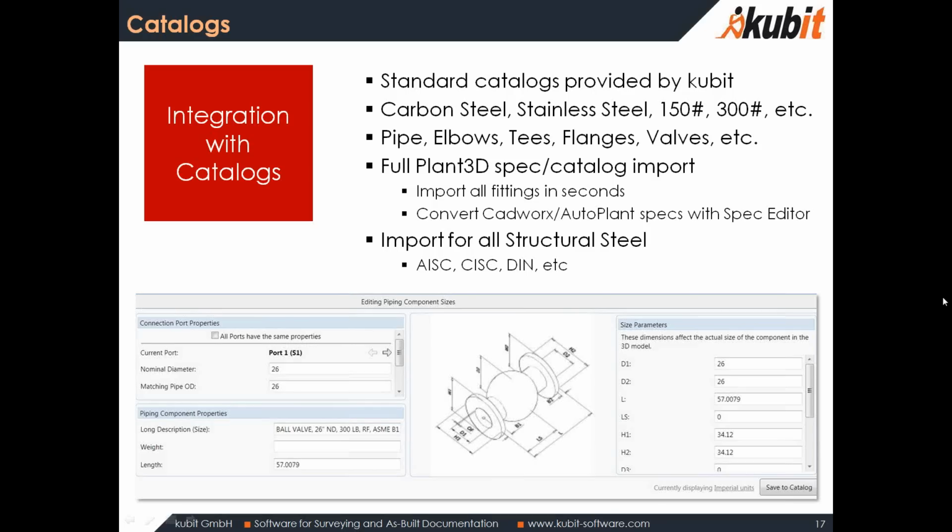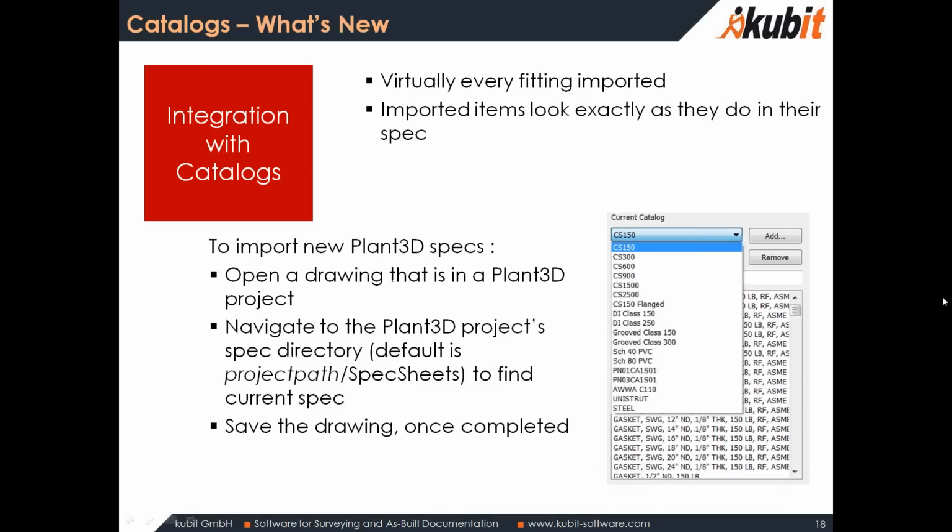We had all your core AISC, CISC, and DIN pieces. Now what's been added is pretty much every single fitting that lies in these catalogs is imported now. And what I mean by that is certain fittings were not transferred in the past, like crosses, Y-strainers, OLEDs, that kind of thing. That is no longer the case.